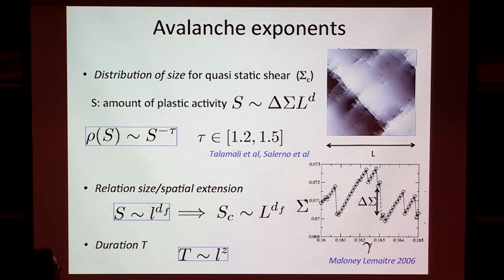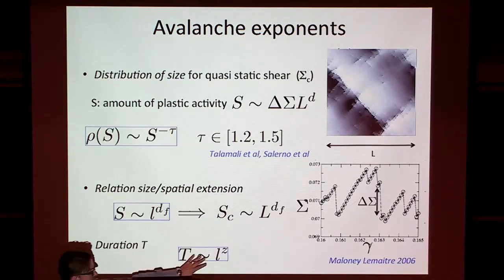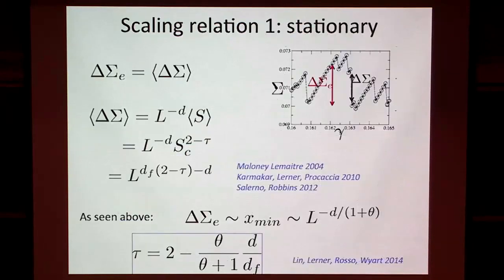So there is just an exponent that tells you about the duration of avalanches. Okay, so now I will go through the 3 scaling relations that connect the exponents. And the first one is maybe the simplest to understand, and it's doing some kind of bookkeeping, as was done by several authors in the field.